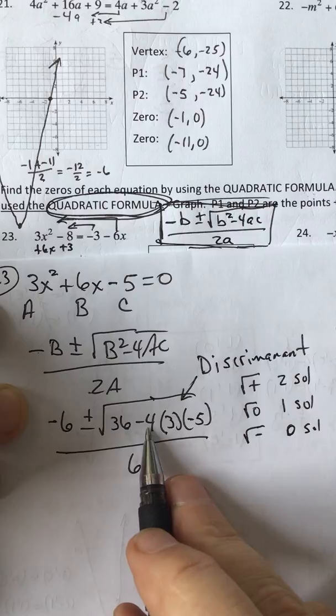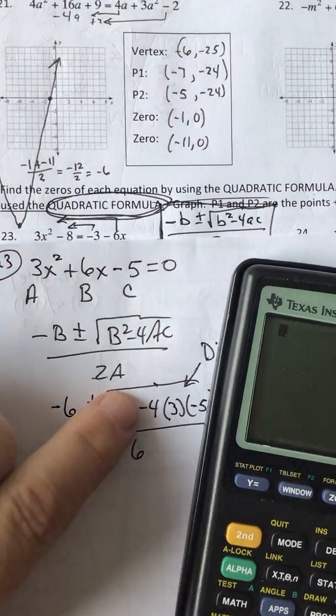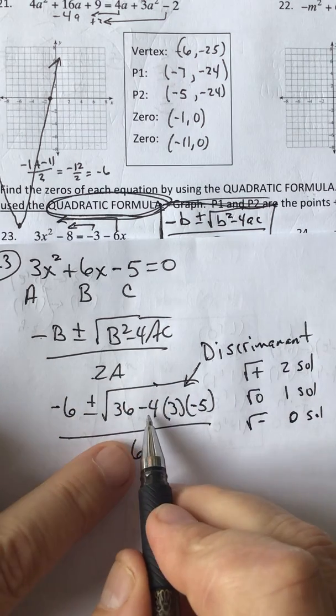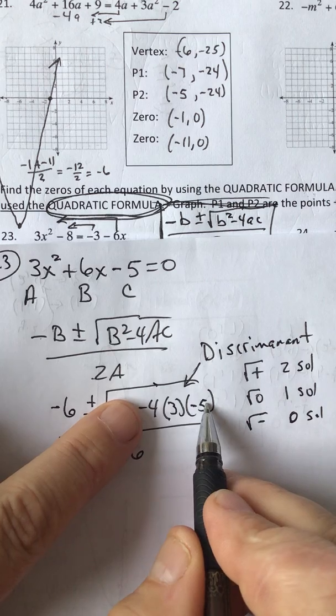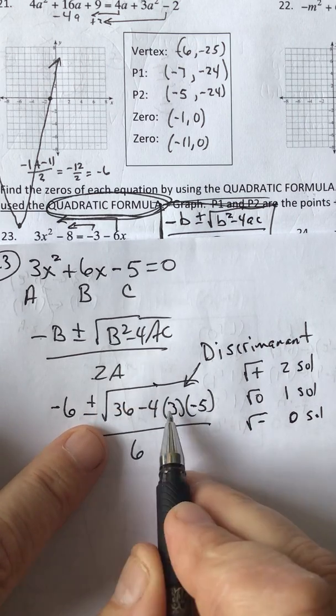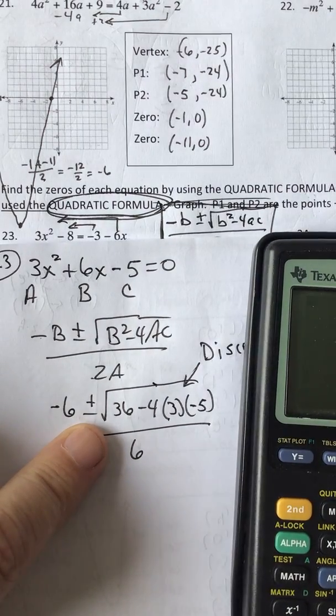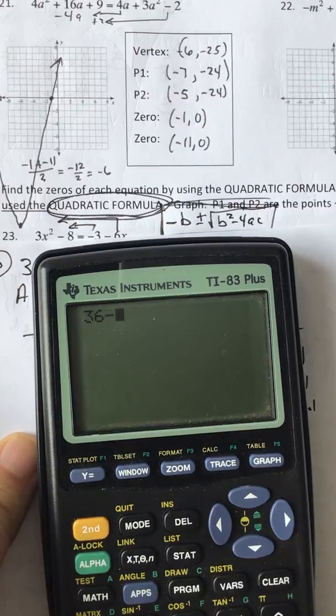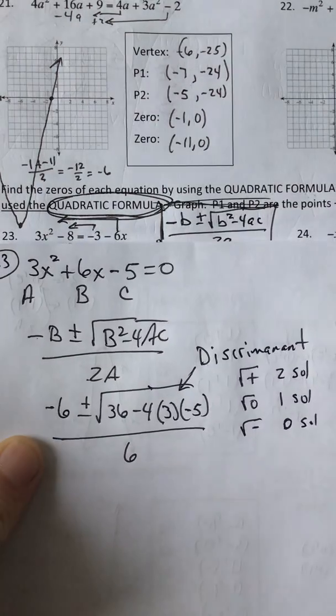Okay, well, you can use your calculator for it all at once. You can type it in exactly like that. It's negative 4 times negative 5, so that's going to be positive. I could probably do this in my head. 4 times 5 is 20, times 3 is 60, so it's 36 plus 60. Or I could do 36 minus 4 times 3 times negative 5 on the calculator. You can type it straight up and get the 96.